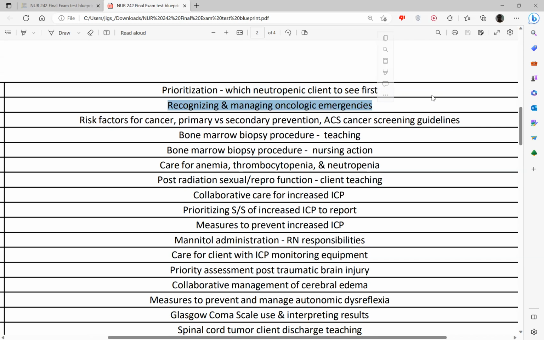Questions on that would be about recognizing and managing. So signs and symptoms, how do you know that that's occurring? Because they're emergencies, do we need to know what the nursing actions are? Yes. DIC, sepsis, and then SVC syndrome, hypercalcemia. Hypercalcemia. Yeah.